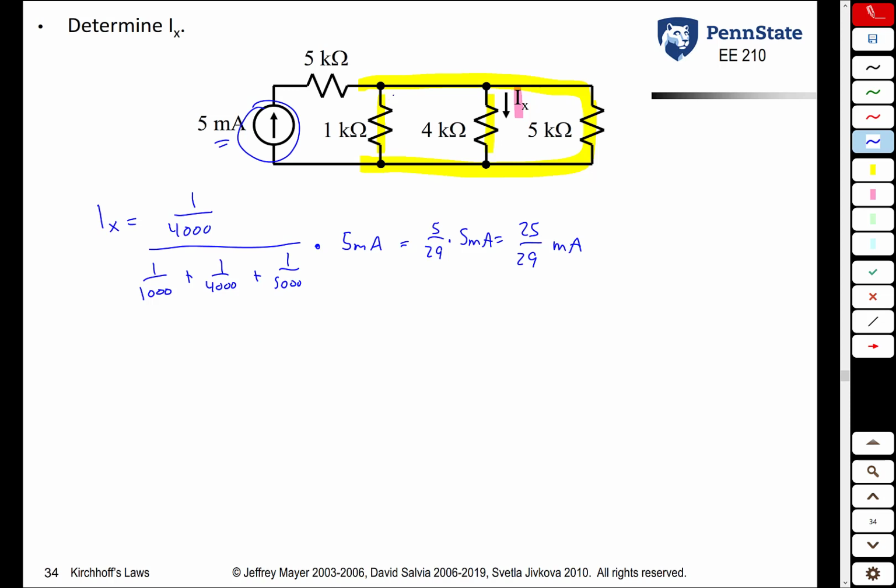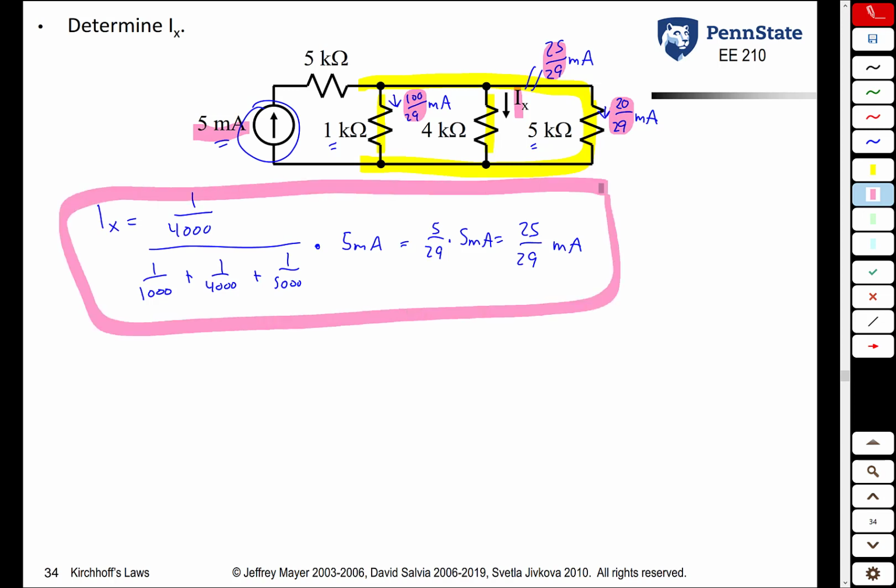On your own, you can determine that the current through the 1 kilo ohm resistor is 100/29ths of a milliamp, and through the 5 kilo ohm resistor it is 20/29ths of a milliamp. Once again, note the 1 kilo ohm resistor, the smallest resistor, has the largest current. The 5 kilo ohm resistor has the smallest current, and the 4 kilo ohm resistor has a current that's in the middle. The other thing that you would note is that these three currents add up to 5 milliamps. So without doing a lot of work, we are able to find the current through the 4 kilo ohm resistor.